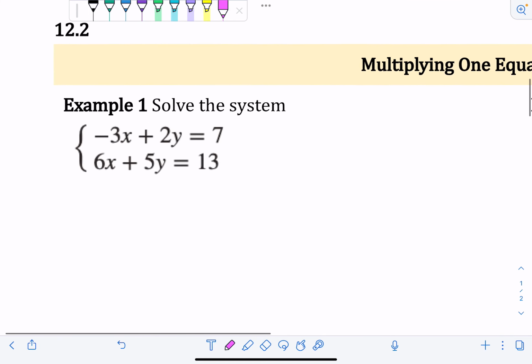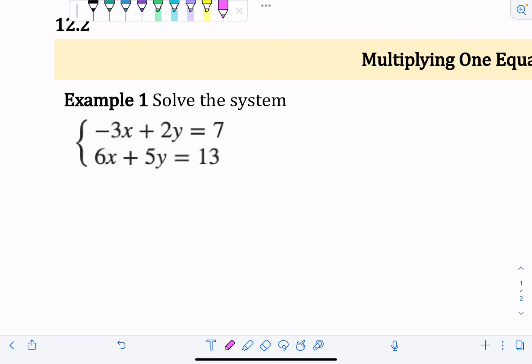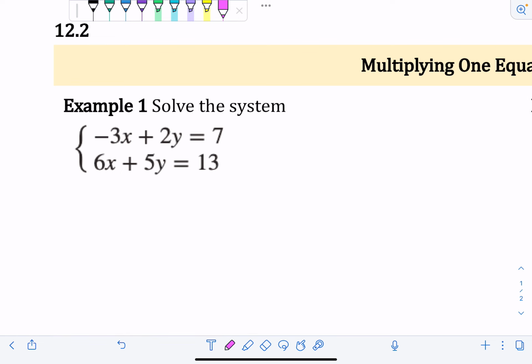So example 1, solve the system -3x plus 2y equals 7 and 6x plus 5y equals 13. So in 12.1, we were looking for matching coefficients. So we'll try to find those here. You notice the x's aren't matching because one is -3 and one is 6. And then the y's aren't matching either. One is a 2 and one is a 5. So they're not matching. That doesn't mean we can't use elimination. We just have to make some changes to the equation before we can.